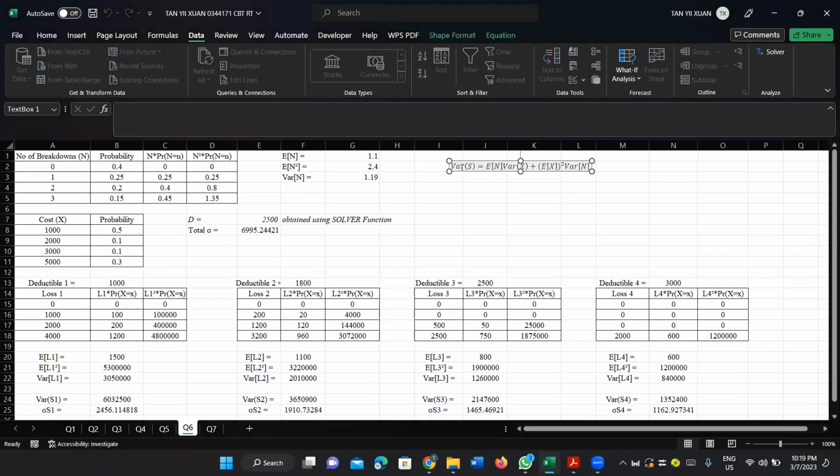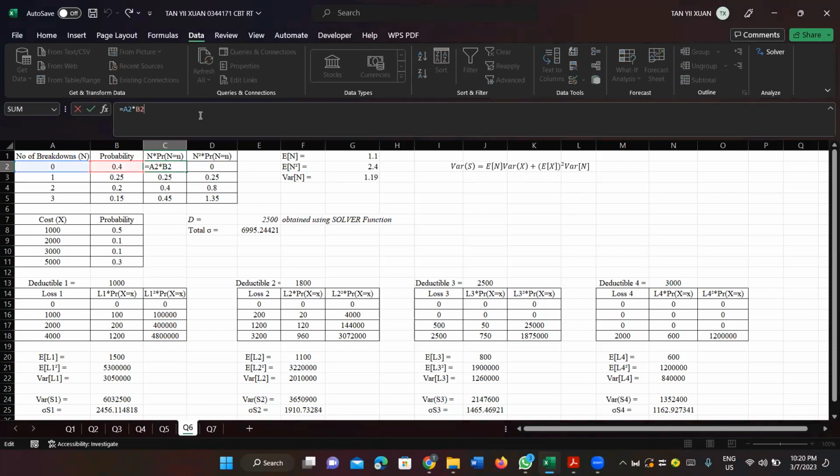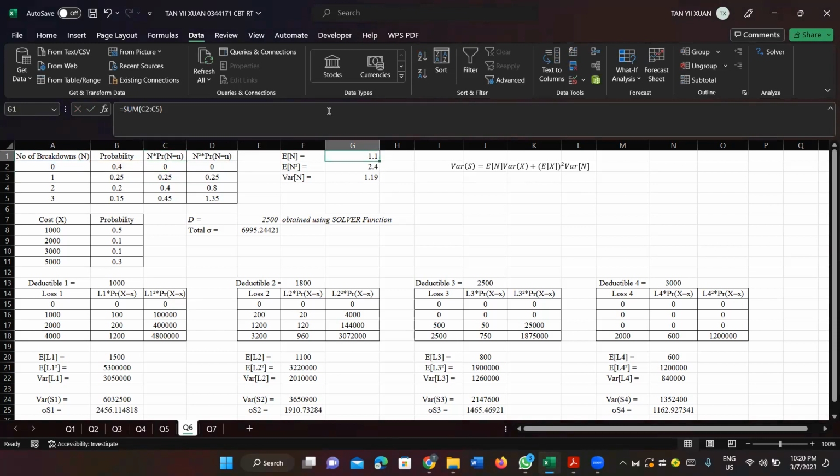Since the question has given the standard deviation of the aggregate losses, we have to find the variance of S first. The variance of S is calculated using this formula: the expected value of N times the variance of X, plus the expected value of X squared times the variance of N. Since N and its probability are given in the question, we multiply N by the probability of N to get the expected value of N, by summing up all the N times the probability of N.